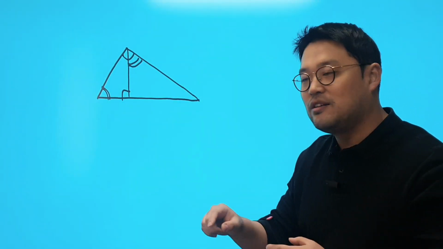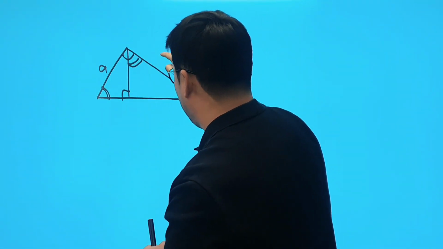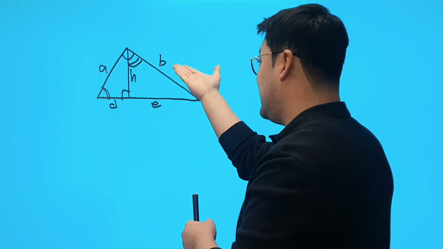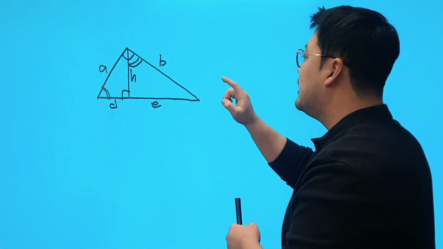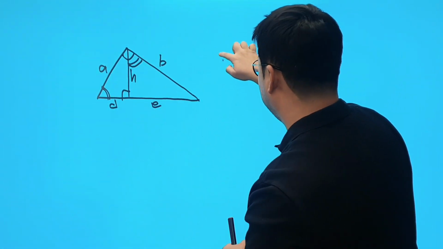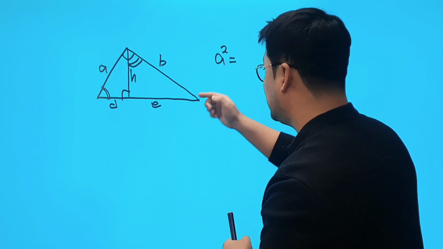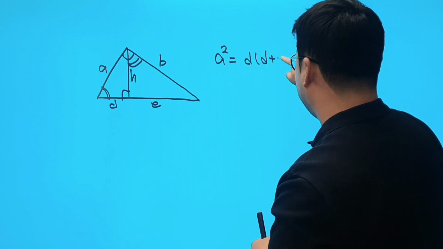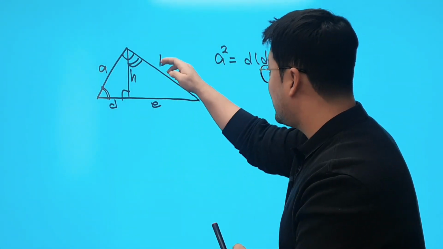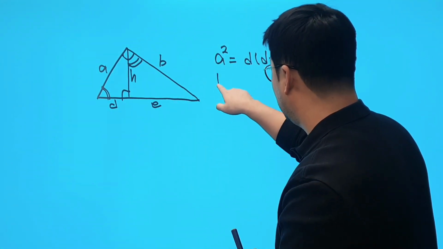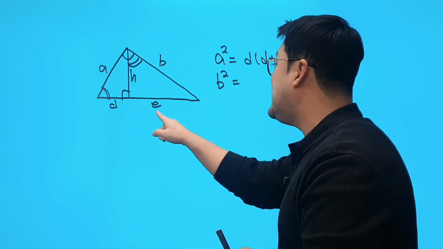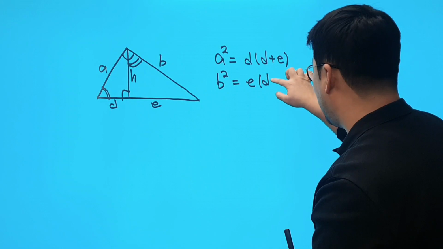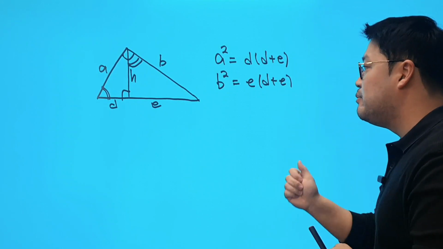All right, so let's just try to label this using A and B and D and E, and let's just try to label this as H. All right, so check this out. A squared equals D times D plus E. And at the same time, you can check that B squared equals E times E plus D. Well, let me say D plus E as well because of commutative property.